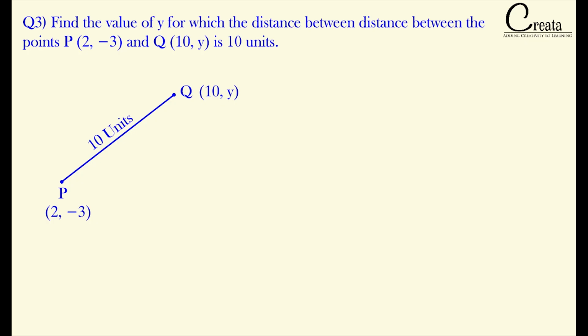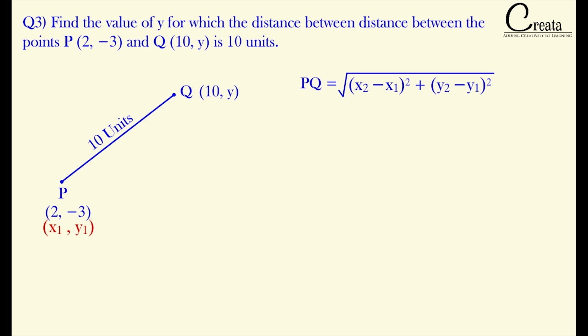So we will use the distance formula, that is, the distance between point P and Q will be equal to root of x2 minus x1 whole square plus y2 minus y1 whole square. Here let's assume the point P as x1 y1, that is, x1 is equal to 2 and y1 is equal to minus 3.